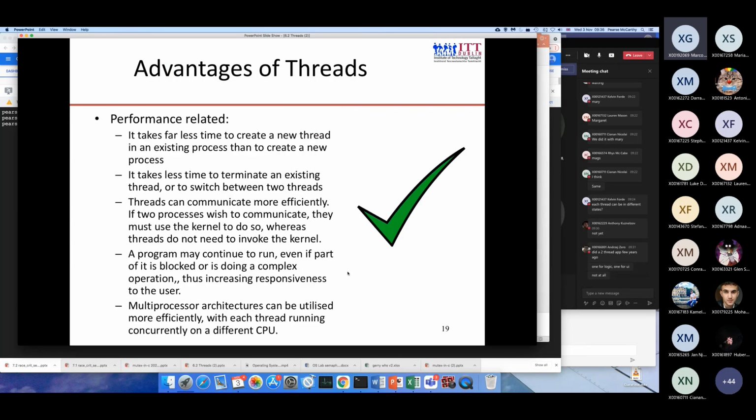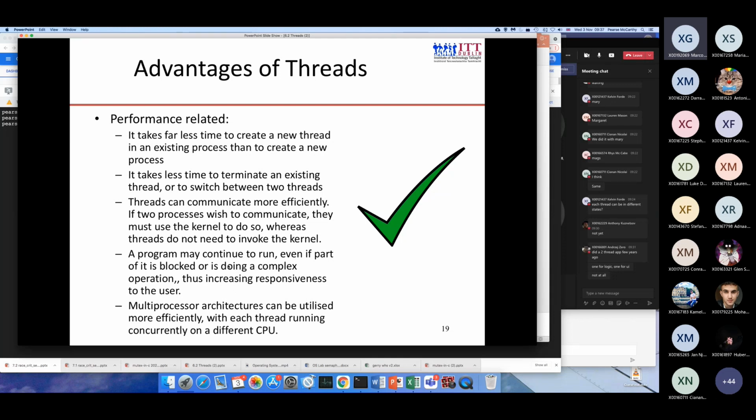Advantages. It takes far less time to create a new thread. Again, in relation to how long it takes to create a process. We all know how quick that is, but threads are quicker. It takes less time to terminate it, fine. They can communicate, we've done that. A program continues to run even if part of it is blocked.